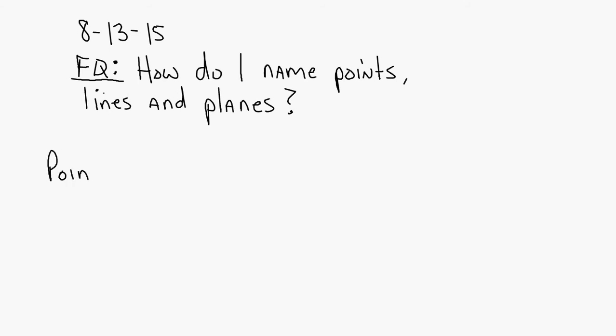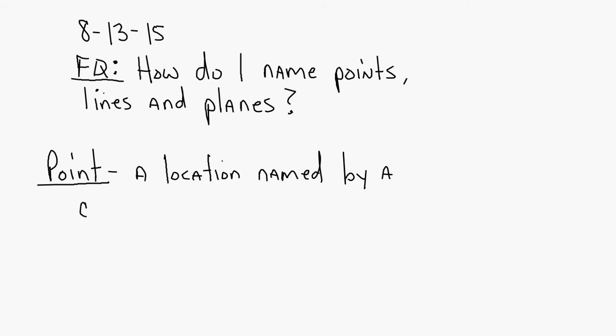So a point. A point is a location, and it's named by a capital letter. A point, it's a location named by a capital letter. So this is point B.